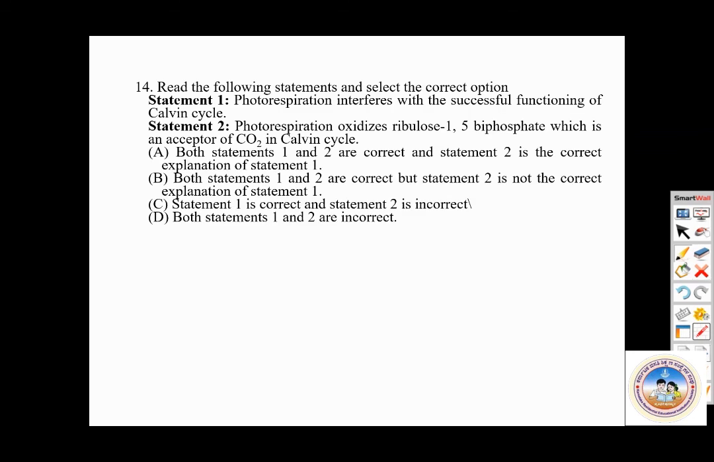Now read the following statements and select the correct option. Statement 1, photorespiration interferes with successful functioning of the Calvin cycle. Statement 2, photorespiration oxidizes ribulose 1,5-bisphosphate, which is an acceptor of carbon dioxide in the Calvin cycle. Now coming back to statement 1: photorespiration interferes with the successful functioning of the Calvin cycle, because photorespiration oxidizes ribulose 1,5-bisphosphate, which is the acceptor of carbon dioxide in the Calvin cycle. How do you know that statement 1 and statement 2 are interconnected? Put those questions: why, when, what, how, so, because, henceforth. Am I clear to you? If statement 2 answers them, darling, it will always be your first option: both statement 1 and 2 are correct and it is a correct explanation.